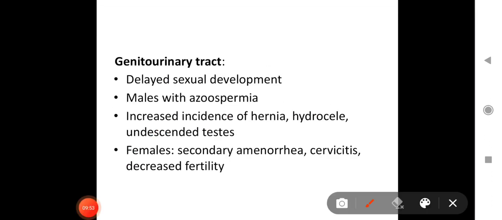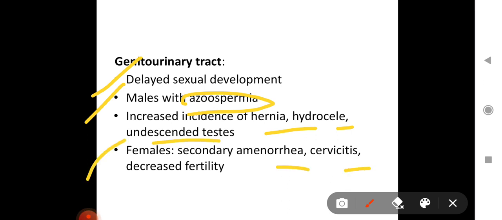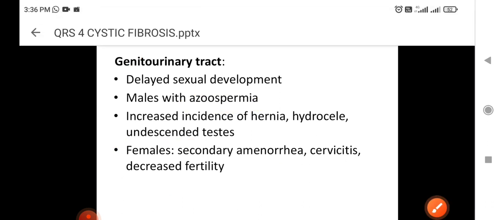Genitourinary tract: delayed sexual development. Males present with azoospermia, increased incidence of hernia, hydrocele and undescended testes, and in females secondary amenorrhea, cervicitis and decreased fertility may be seen.